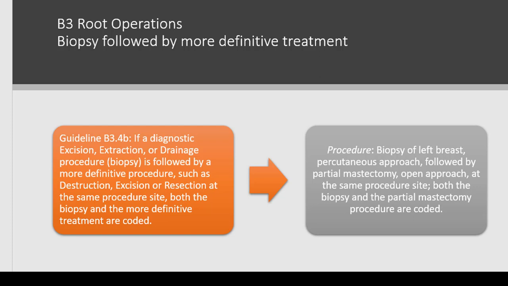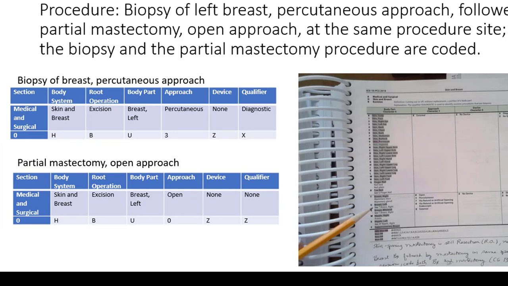So what we're going to look at is biopsy of the left breast, percutaneous approach, followed by a partial mastectomy, open approach, same site. Both the biopsy and the partial mastectomy procedure are coded. So here I've shown you the little blue boxes with the fill in the blank. The screenshot of the code book is the partial mastectomy. And you see a partial mastectomy is a root operation excision because the entire breast was not removed, only a part of it.